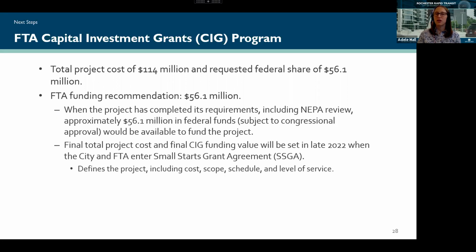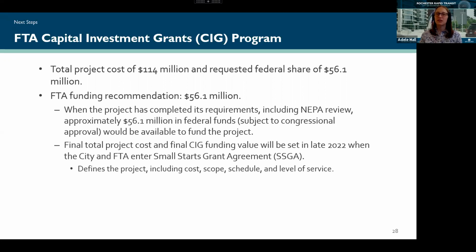And essentially, what FTA and the executive branch does is they pick projects based on readiness and merit and politics. This is Washington. And they recommend a certain number of projects for funding in each fiscal year. Rochester was included in that list for fiscal year 2022, and so it's not a 100% guarantee, but it's pretty close. It's about as close as you get, really, from the feds.